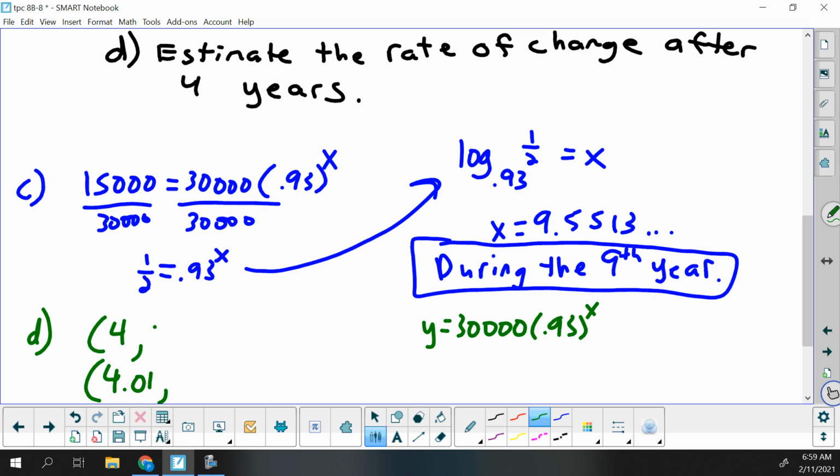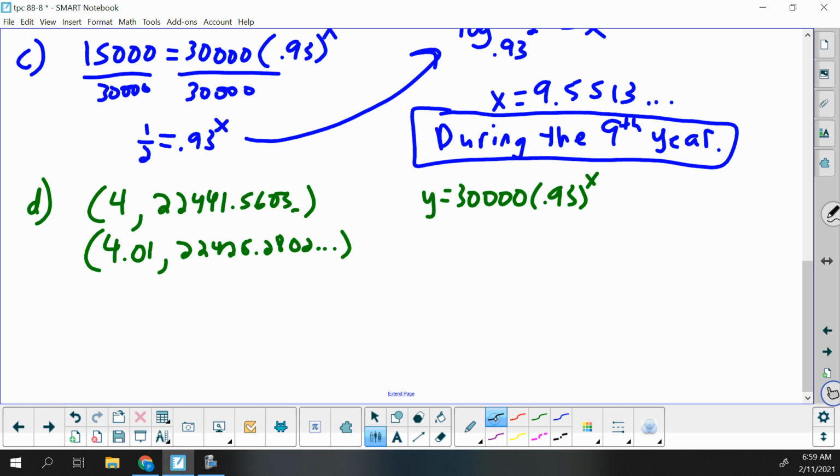So for 4, we get 22441.5603. For this one, we get 22425.2802. And hopefully you're doing that along on your calculator as well. Because now when we want to do the slope, our change in y over change in x, make sure you're using the numbers all the way out. So scroll up and highlight them, hit enter to bring them down, and I would suggest doing the fraction button right from the start. So do your control divide first, and then bring stuff down. Do not round these prematurely.